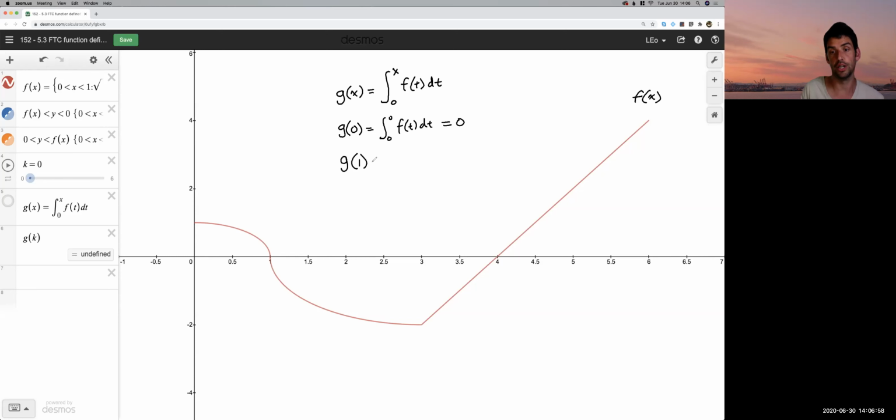g of 1 gives me the integral from 0 to 1 of f of t dt. Right now, look what we've got here. We're saying integrate this function f from 0 to 1. Wherever I see an x, g of x equals the integral from 0 to x. I put in that number for x, and then I'd have to compute that integral to get this number.